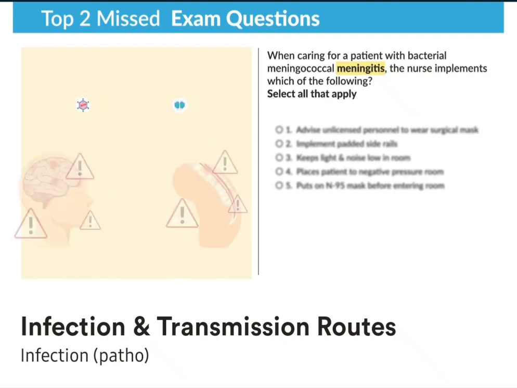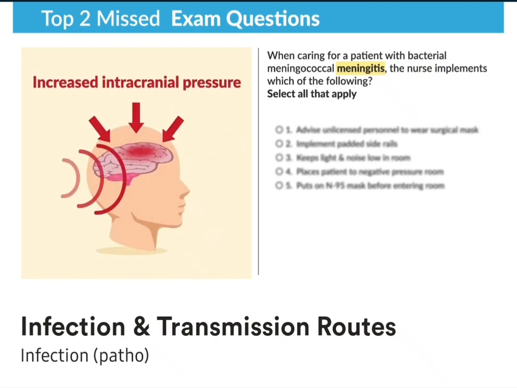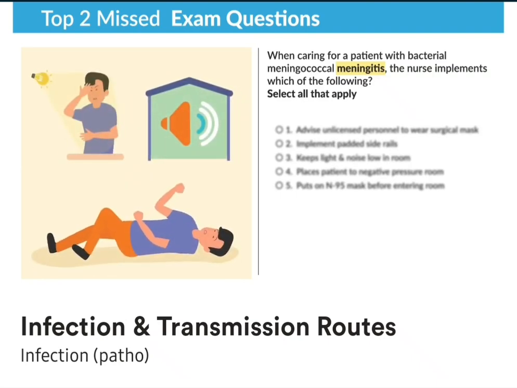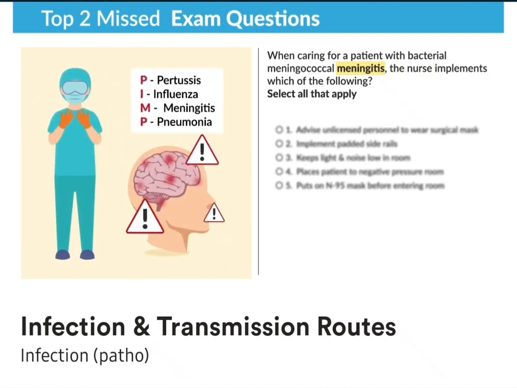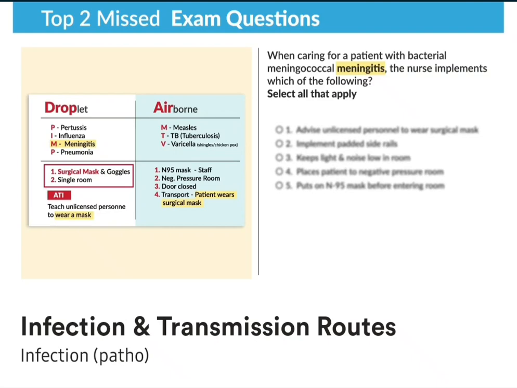It's an infection. So any head inflammation can lead to increased ICP. So we want to make sure to keep the lights and noise low, as well as watch for seizures. And meningitis is highly contagious, especially bacterial, requiring droplet precautions. So remember the M in our acronym PIMP stands for meningitis. And only surgical mask and goggles, not an N95. So surgical mask is required here, as well as a single room and not a negative pressure room.